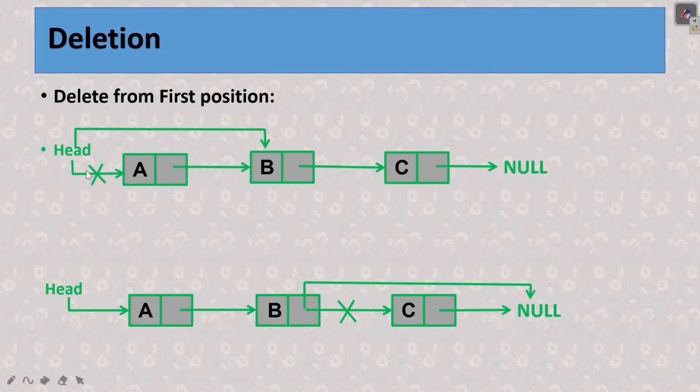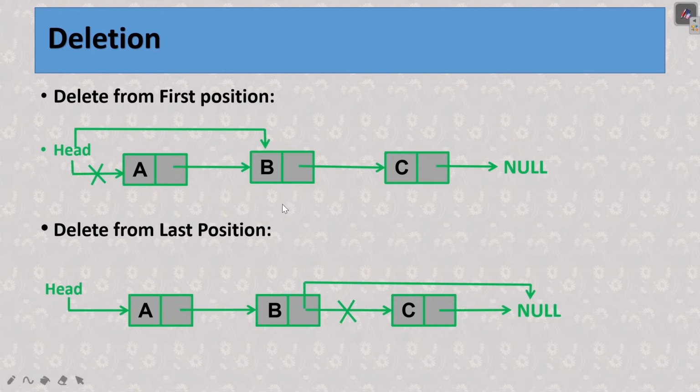So we will change the address of head. We will give the address of node B into the head, which we will find in the next pointer of node A. Then we will delete node A. This link will be cancelled out. In this way, we can delete a node from the first position. Okay, so then delete from the last position.